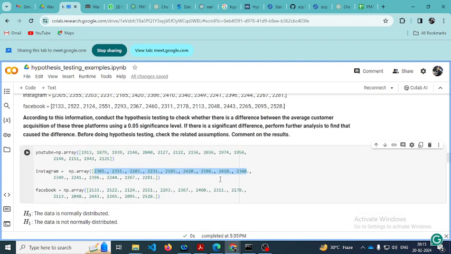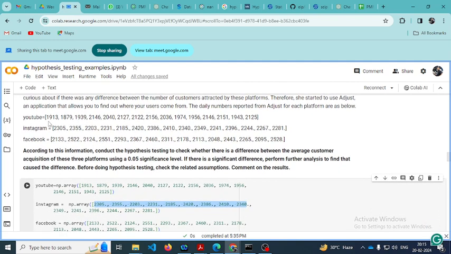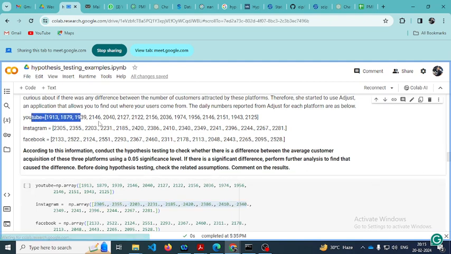So in this example, my hypothesis is that all these three platforms, with mu1, mu2, mu3 data, have an equal number of customer acquisitions.